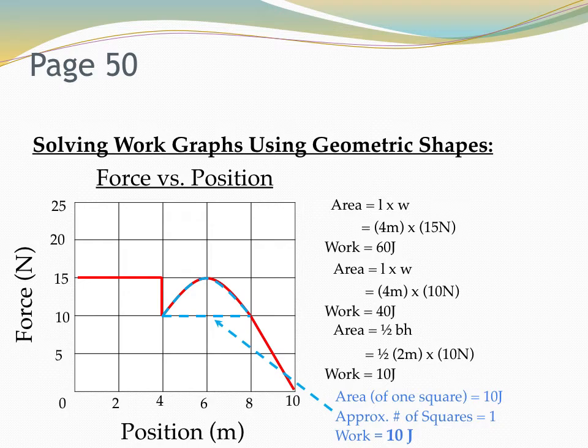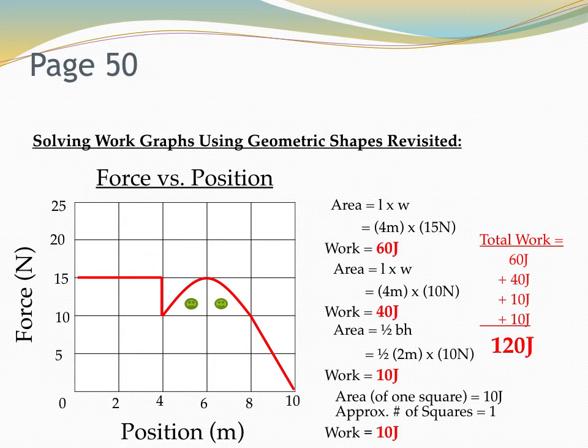Now, with that, I have all of these different numbers, and I just need to add them up. And there we go. We're talking about 60 joules plus 40 joules plus 10 joules plus 10 joules, and that'll give us a grand total of 120 joules, and we did it!